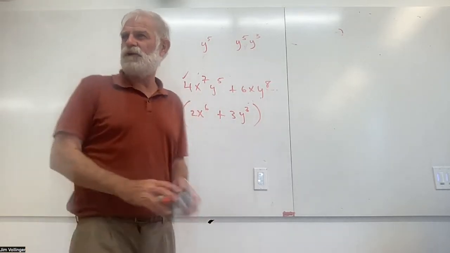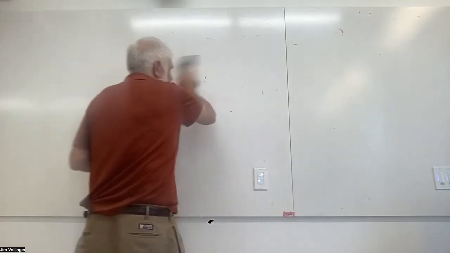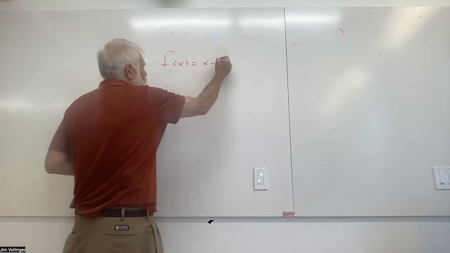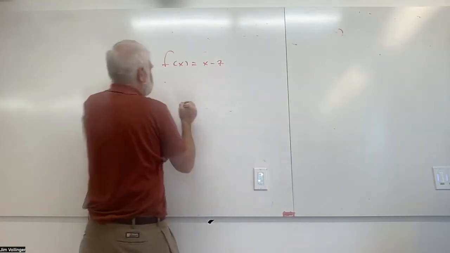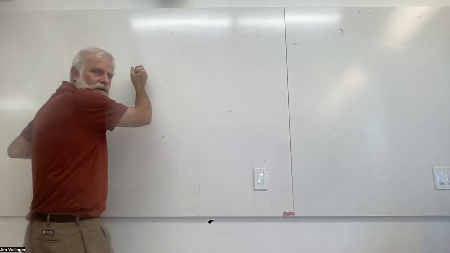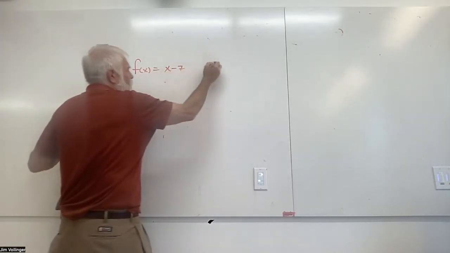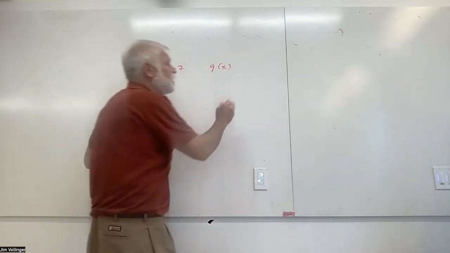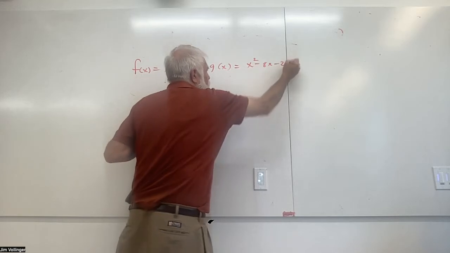All right, now I've got functional notation. F of x equals x minus 7. And g of x is a different calculation. Well, it's a quadratic. X squared minus 8x minus 20.